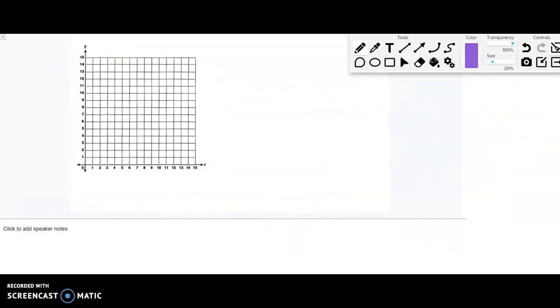Say I had a point that was right here. Oops, that is not where I meant to put that. Let's see if I can get that where I want it. All right, say it was right there.